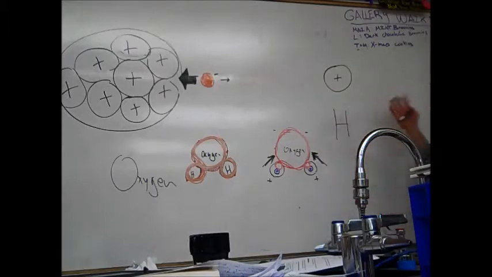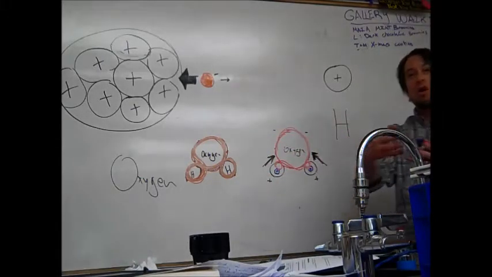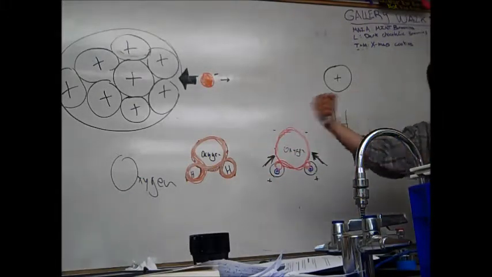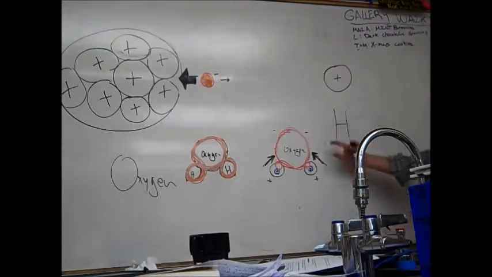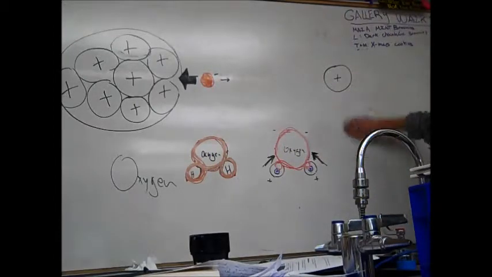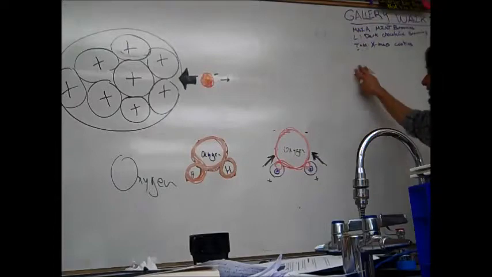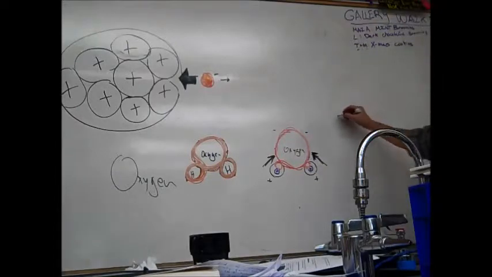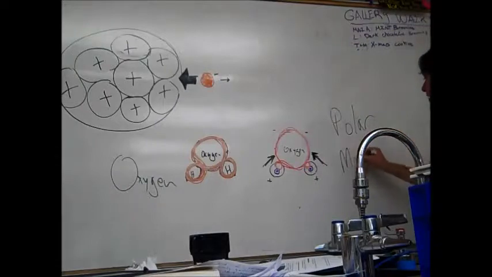And so all of a sudden, it's not just a neutral thing like a marble that they can bounce off each other and nothing happens, because now it becomes kind of like a magnet. I'm going to erase this part just so I can write. And it's what we call a polar molecule.